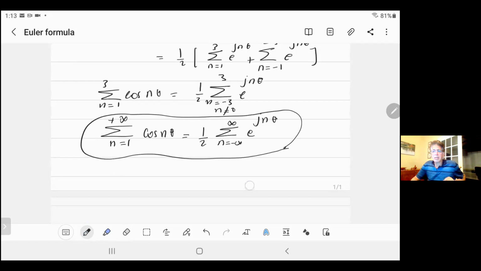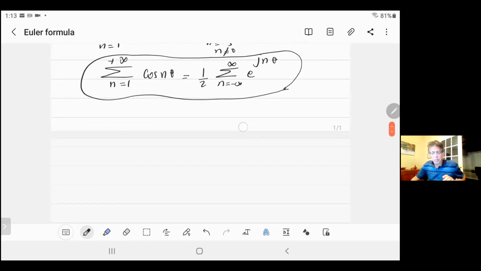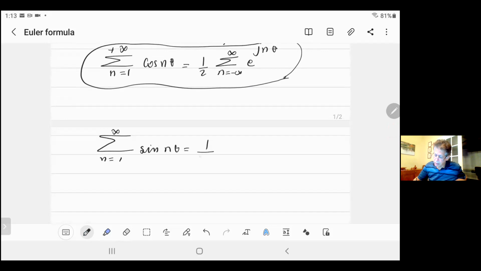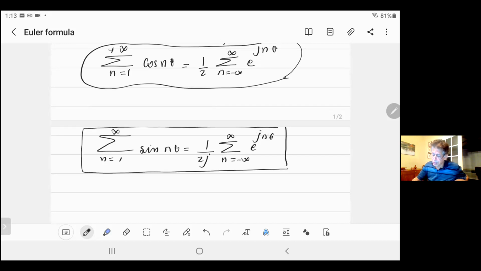The same thing, but I'm going to write it down now without proof. You can just prove it. It's very similar. You can say that the sum of n equal 1 to infinity for sine n theta will be equal to 1, the first difference, I have 2j, that's an expression, but the same thing from n equal minus infinity to plus infinity, e to the power j n theta. That's another useful expression that you're going to use.